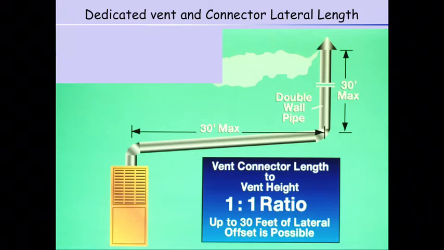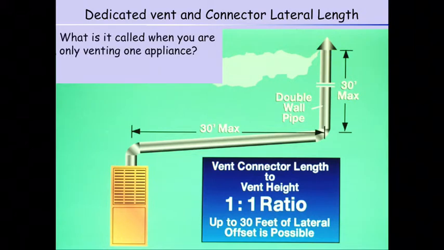All right, so let's talk about the lengths. Dedicated length of a vent and also vent connector laterals. So the rule of thumb on a single appliance system is you can go 1-to-1 ratio. So what we're telling you is if you've got a system that's 30 feet tall on your vent system, you're allowed up to a 30-foot lateral. Now, that's a lot of lateral. I mean, you do everything you can to try to avoid that, but the codes allow you to do that. So 1-to-1 ratio on there.